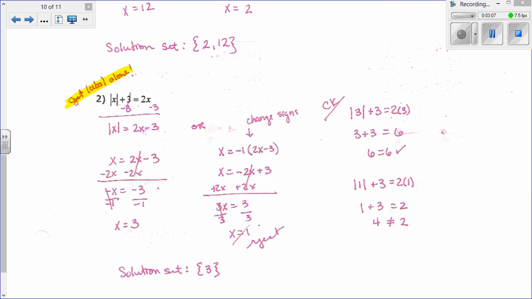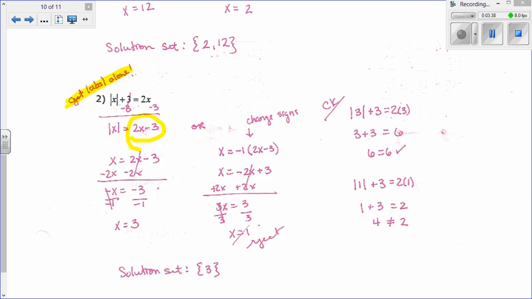Initially I just drop the absolute value, and I get x equals 2x minus 3. Subtract 2x from both sides, so I have negative x equals negative 3, divide by negative 1, so x equals 3. Or I have to solve this by changing the signs. I'm going to negate the right-hand side, which means I need to negate everything there. So I'll put negative 1 times 2x minus 3, and I would get x equals negative 2x plus 3.